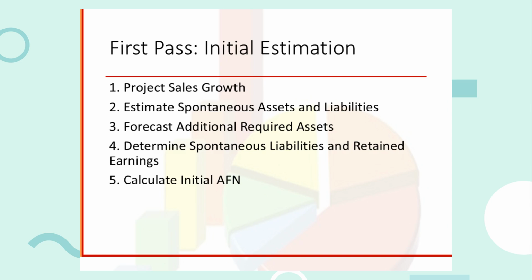Here's how the first pass works. Step 1. Project the company's sales growth. Then estimate how spontaneous assets and liabilities will change with those sales. Next, forecast what new assets may be required. Then, determine changes to spontaneous liabilities and retained earnings. Finally, calculate your initial estimate of additional funds needed. Let's examine each of these steps in more detail.